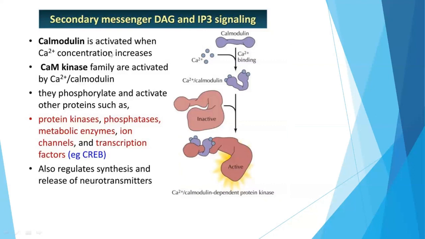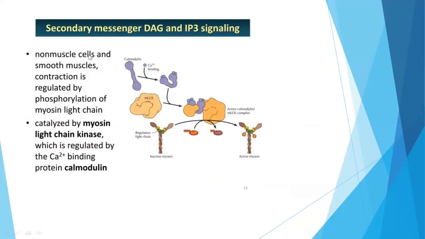The calmodulin is activated when the calcium concentration increases. And then the kinase family are activated by the calcium-calmodulin complex, and they phosphorylate and activate other proteins such as protein kinases, phosphatases, and metabolic enzymes, and then the other metabolic processes go on to take place. This is how the secondary messenger system works. So in non-muscle cells and smooth muscles, contraction is regulated by the phosphorylation of myosin light chain, and it is catalyzed by the myosin light chain kinase, which is regulated by the calcium binding protein calmodulin.